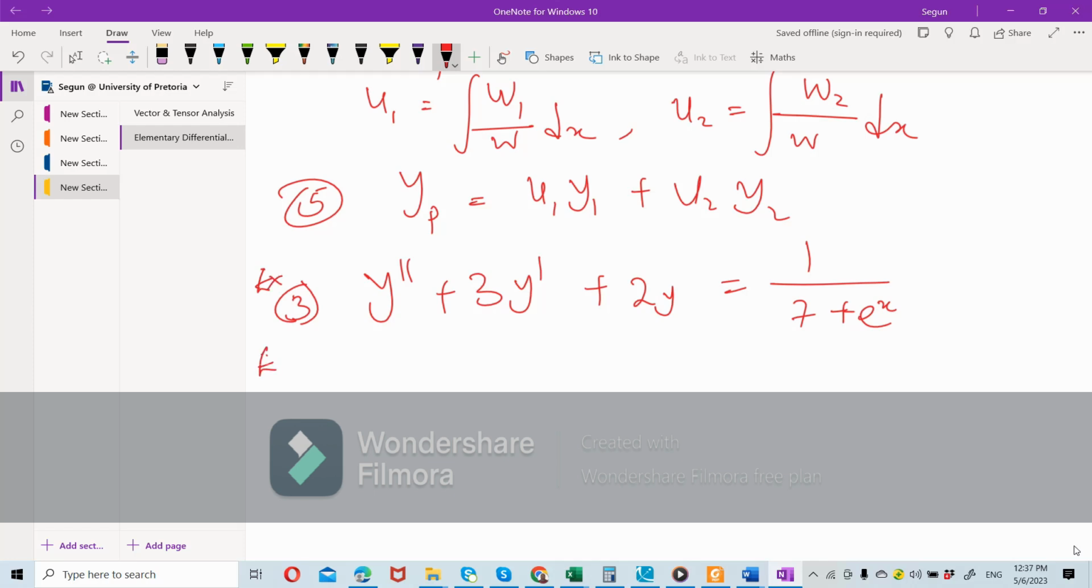Let's look at example 4. Let's start with the small one. We'll still come back to example 3, if time permits us. Example 4: x squared y prime prime minus 2x y prime minus 4y equals 1 over x.